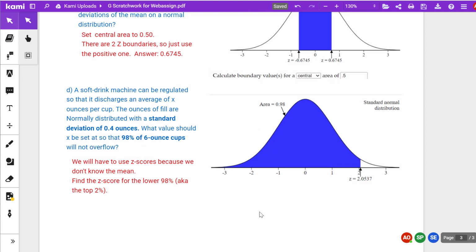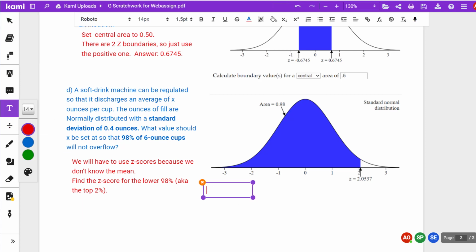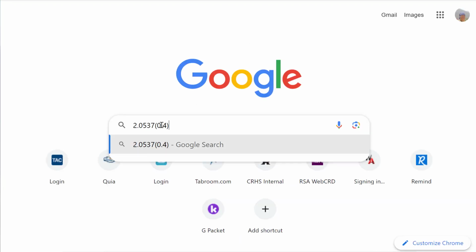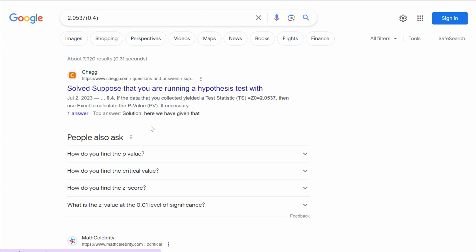Now what? Well, we're going to use our formula: value equals mean plus Z times SD. So we know we want 6 ounce cups. We don't know the mean, that's the unknown, but we do know Z is 2.0537, and we do know the standard deviation is 0.4 ounces. So 6 equals the mean plus, and let me go ahead and Google the math for a second. Luckily, I can do it this way, since I don't have a calculator on me, and that's not a trivial number.